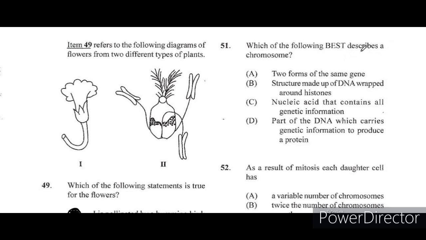51. Which of the following best describes a chromosome? Two forms of the same gene, that's an allele, I believe. Structure made up of DNA wrapped around histones, those are the eight proteins, you wrap them in groups of eight, and those are called chromatin. Nucleic acid that contains all the genetic information, that's either DNA or RNA. And it says part of a DNA which carries genetic information to produce a protein, and that, my dear, is a chromosome.